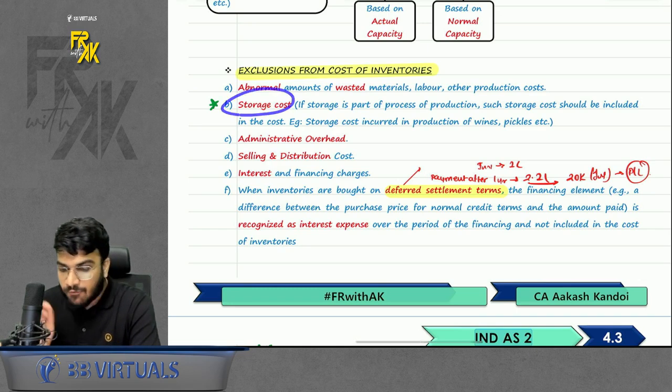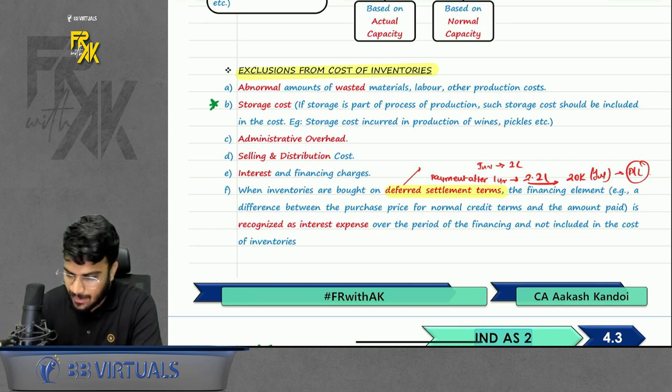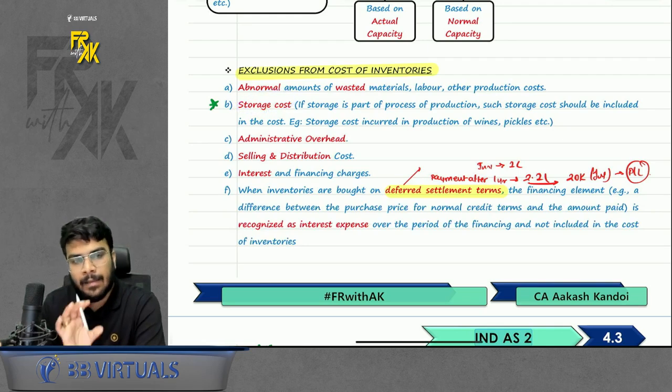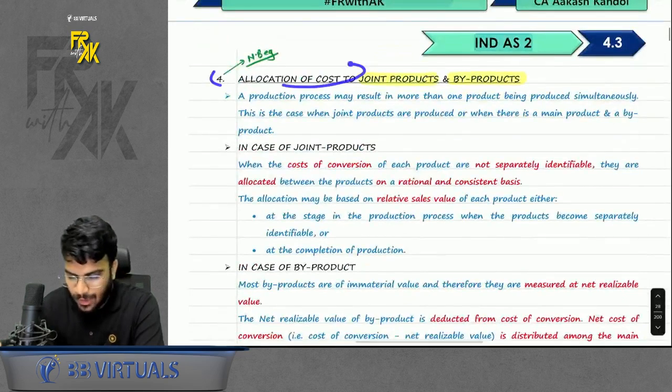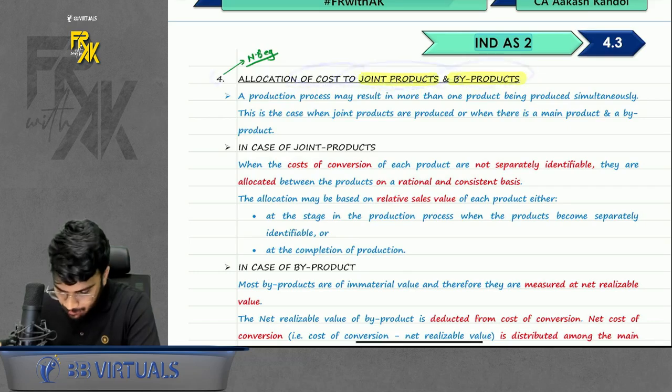But sometimes, for some inventories, storing is a necessary part of manufacturing. For example, wines and pickles. To prepare wine, we have to store it. So when storage is a part of production, at that time storage cost can be capitalized in the cost of inventories. Anyways, the next point is allocation of cost to joint products and byproducts.